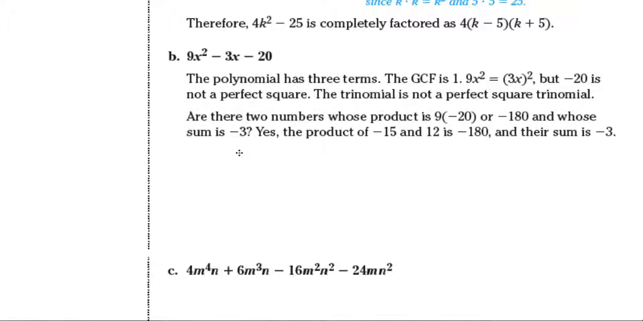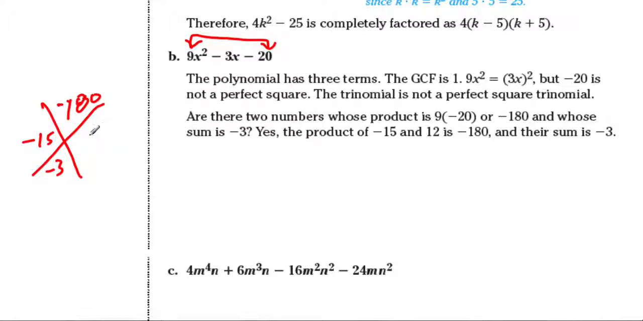So basically, we use the power of x for this one. And we multiply 9 times negative 20. 9 times negative 20 will give us negative 180. We want to find the factors of negative 180, which will give us negative 3. And in this case, we find negative 15 and 12 to work for this one. So with this, we use grouping.